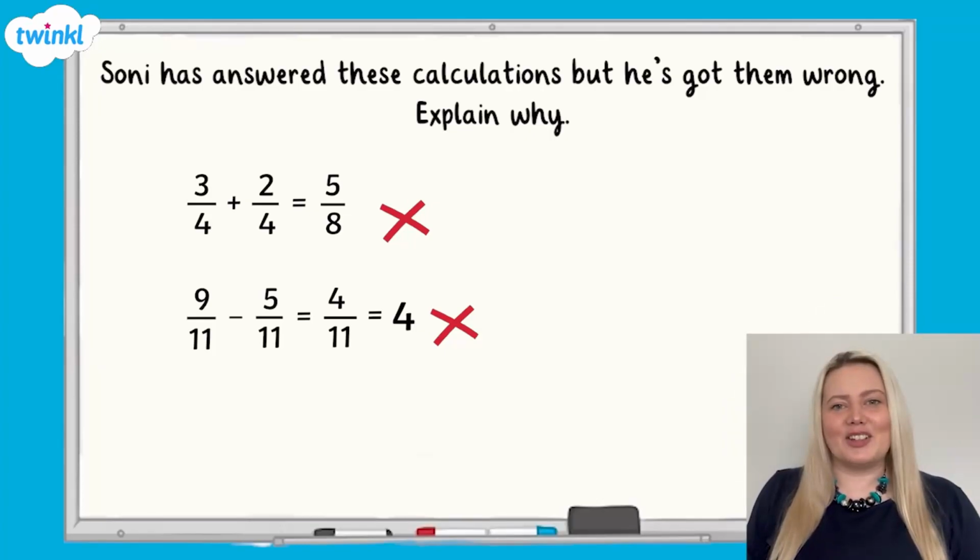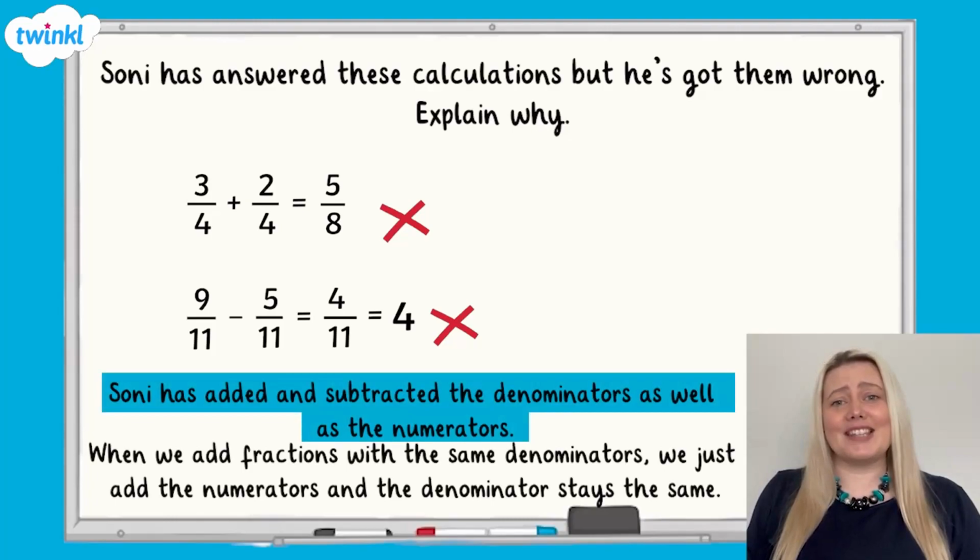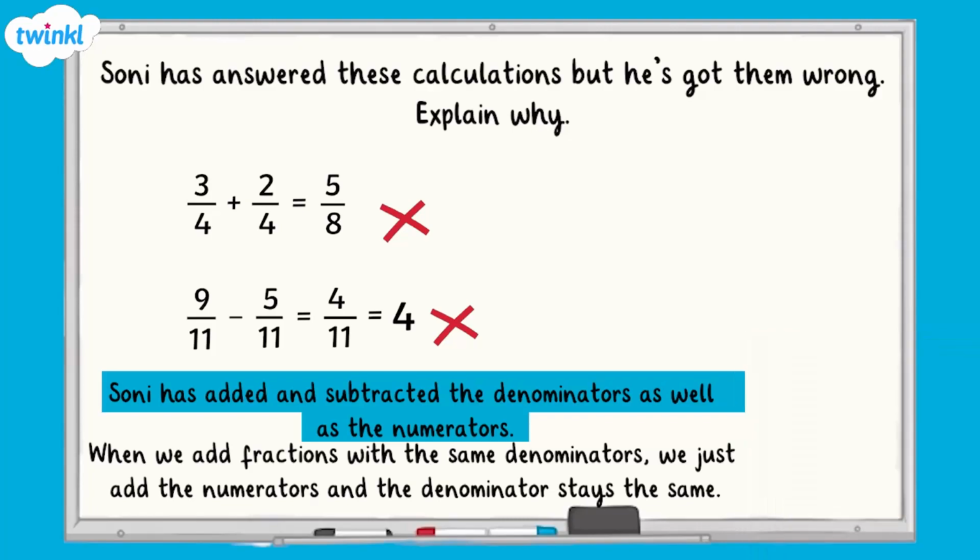How did you get on? Sonny's answers were incorrect because he's added and subtracted the denominators as well as the numerators in the fractions. For 3/4 add 2/4, he only needed to add the numerators, 3 and 2, which equals 5. The denominator, 4, needed to remain the same. So 3/4 add 2/4 equals 5/4, which is equal to 1 and 1/4.